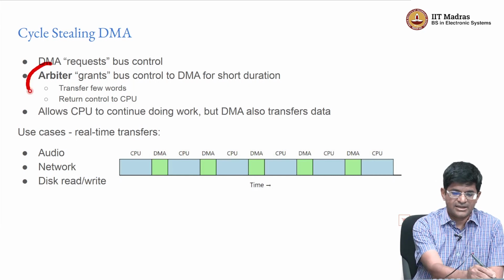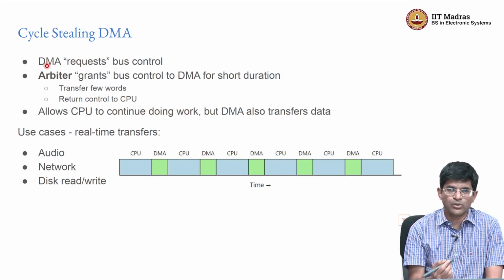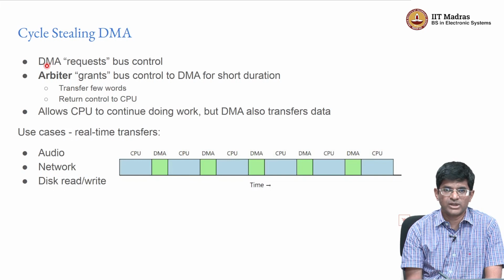And as I said, there is a specific piece of circuitry within the system called an arbiter, which basically gets these request signals both from the CPU as well as from the DMA module. The CPU is generally given very high priority. So if the CPU requires access to the bus, usually priority goes to the CPU and the CPU gets access to the bus.